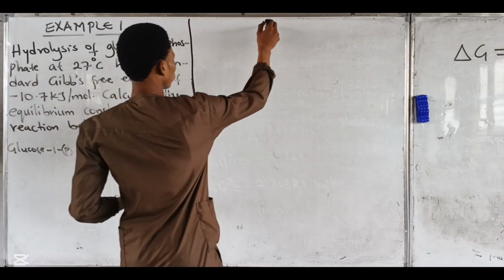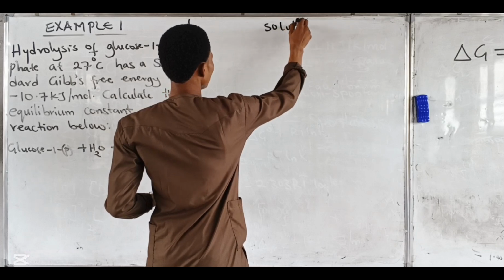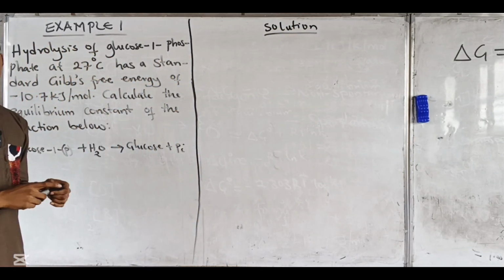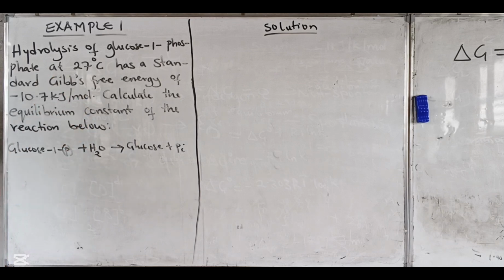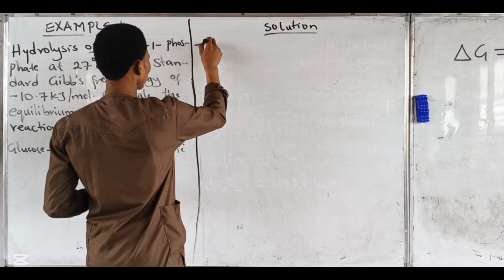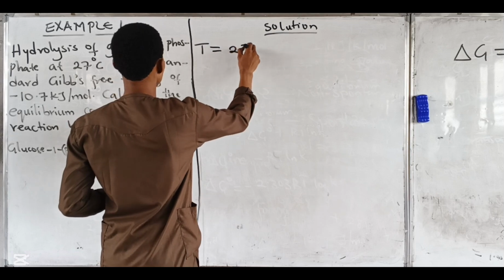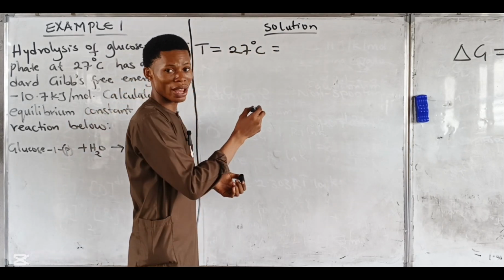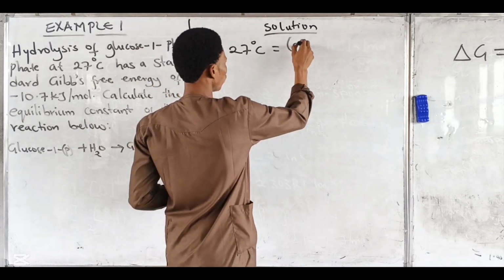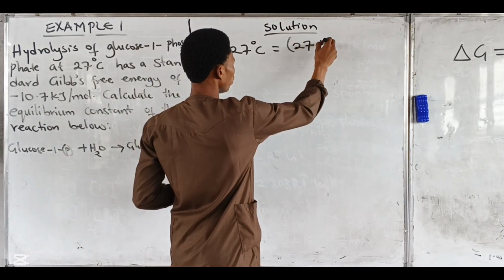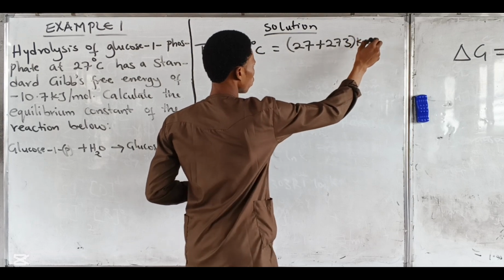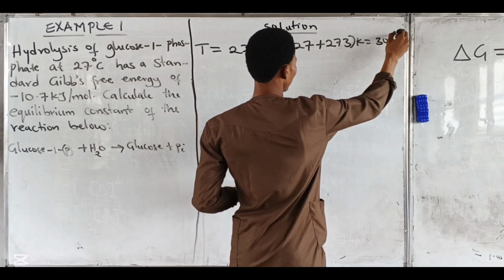Now solution. Just like I always say, the first thing you have to do when you have an equation like this is to write the parameters you were given. Here we are given temperature as 27 degrees Celsius, right? And you have to convert it to Kelvin, is it not? We already know that converting it to Kelvin, you add 273. So our answer here is 300 Kelvin.